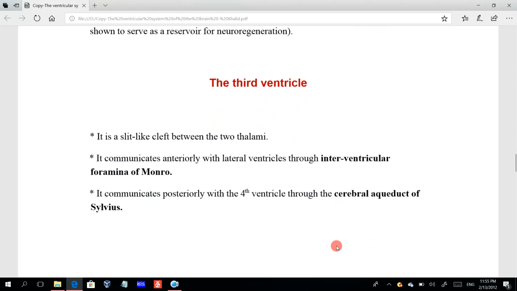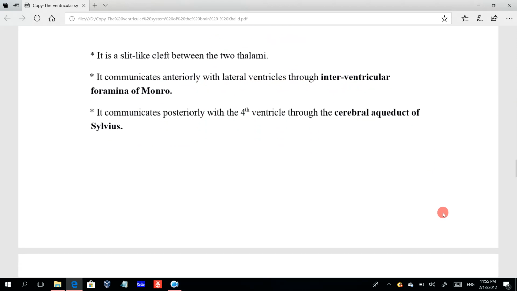The third ventricle. The third ventricle is a slit-like cleft between the two thalami, the right thalamus and the left. This very slit-like cleft lying between the two thalami is the third ventricle. It communicates anteriorly with the lateral ventricles through the interventricular foramen of Monro, and it communicates posteriorly with the fourth ventricle through the cerebral aqueduct of Sylvius, as we said previously.